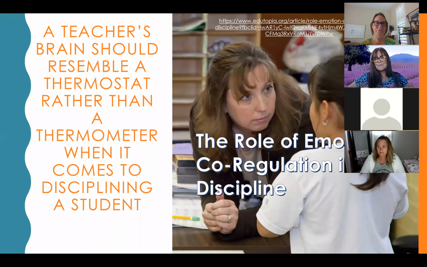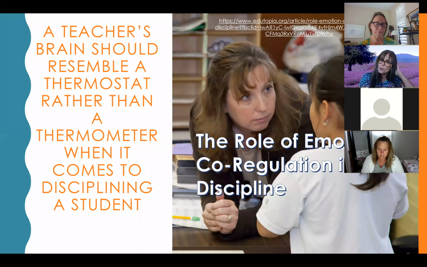All right. We actually talked about a little of this in our breakout rooms. We want to think about our response continuum as a way of adding co-regulation in discipline. So in the classroom, it's not about the student, it's about engaging with that student. I like the mantra that says a teacher's brain should resemble a thermostat rather than a thermometer when it comes to disciplining a student. So students can make good decisions if it's a calm brain. And to get them to have a calm brain, we need to be the catalyst to calm them back down.